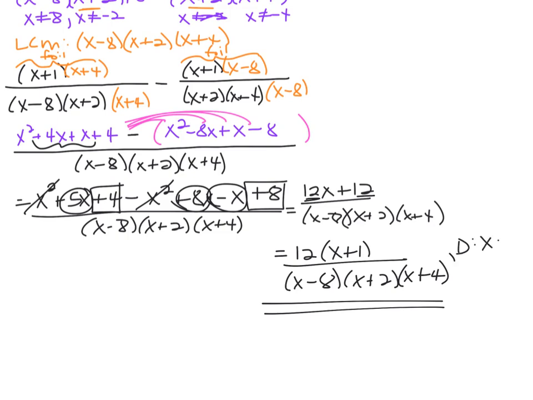What were all the values that x couldn't equal? It includes negative 4, negative 2, and positive 8. Be careful when you get those subtraction problems. Take your time and follow your steps.